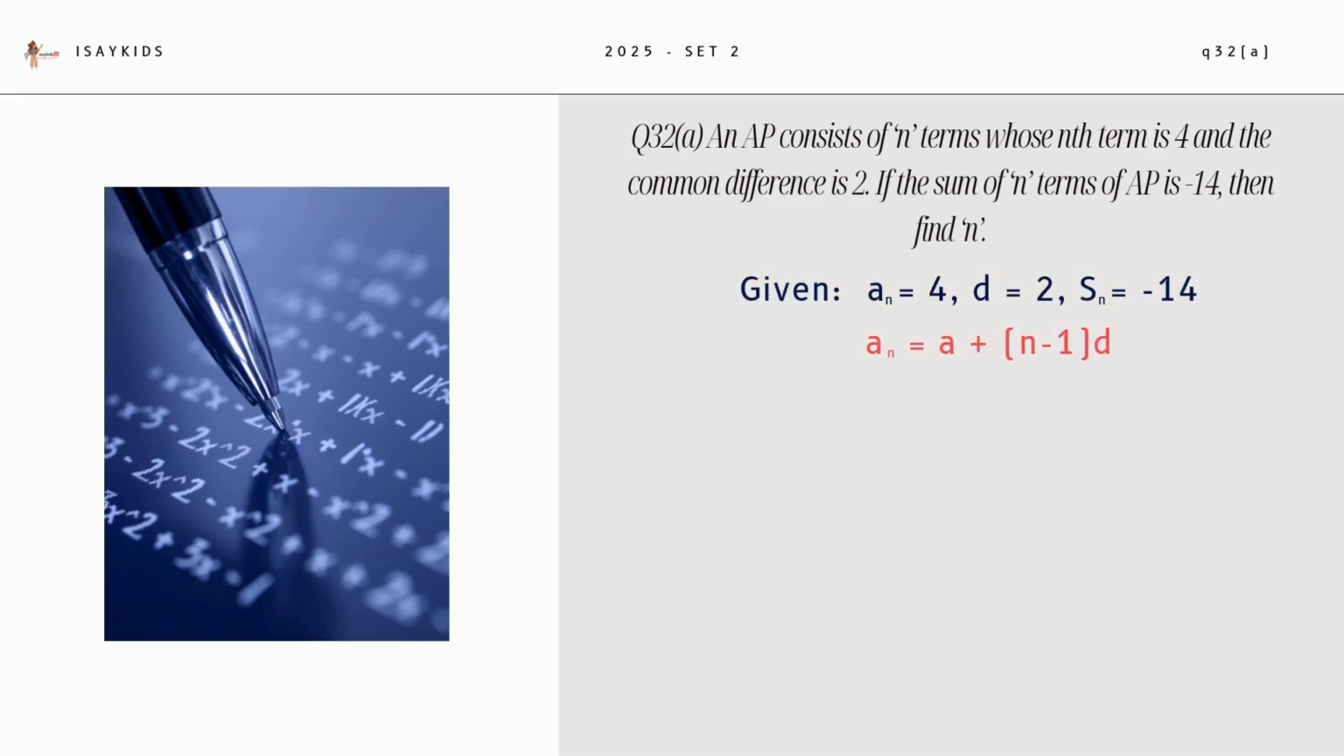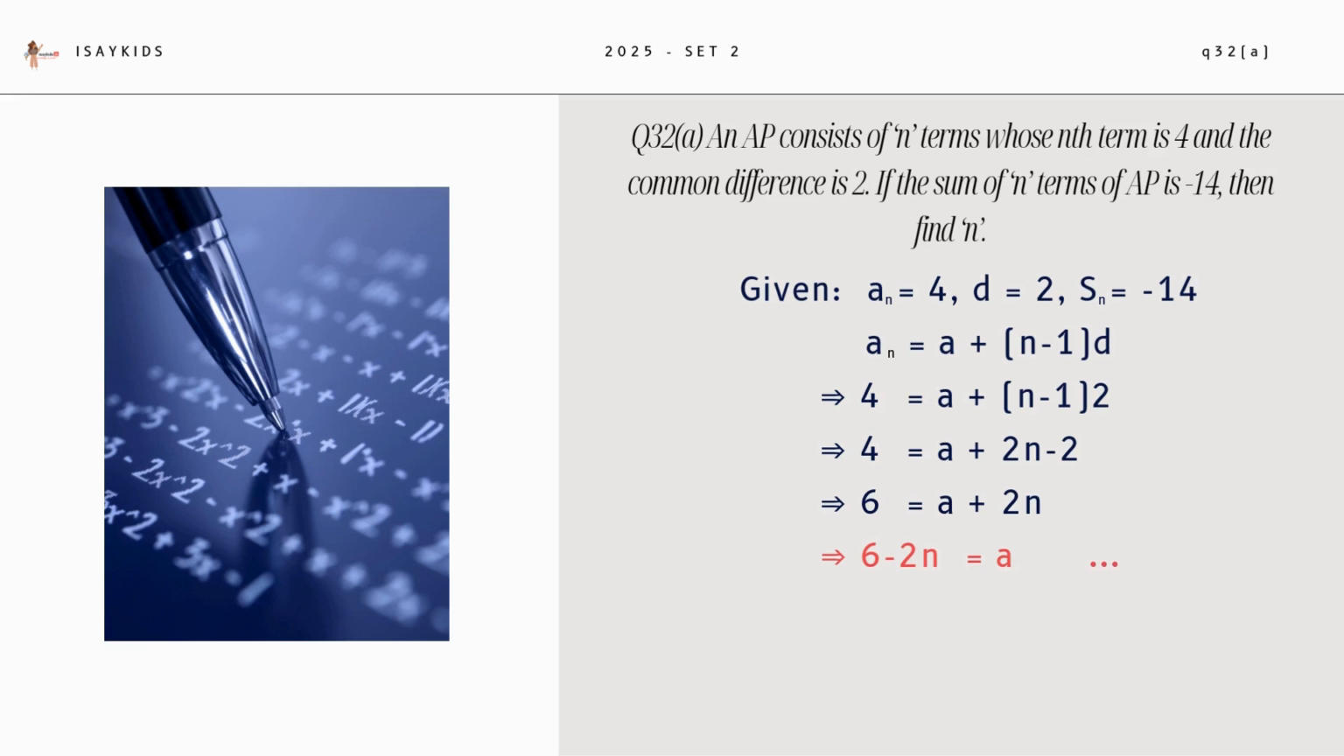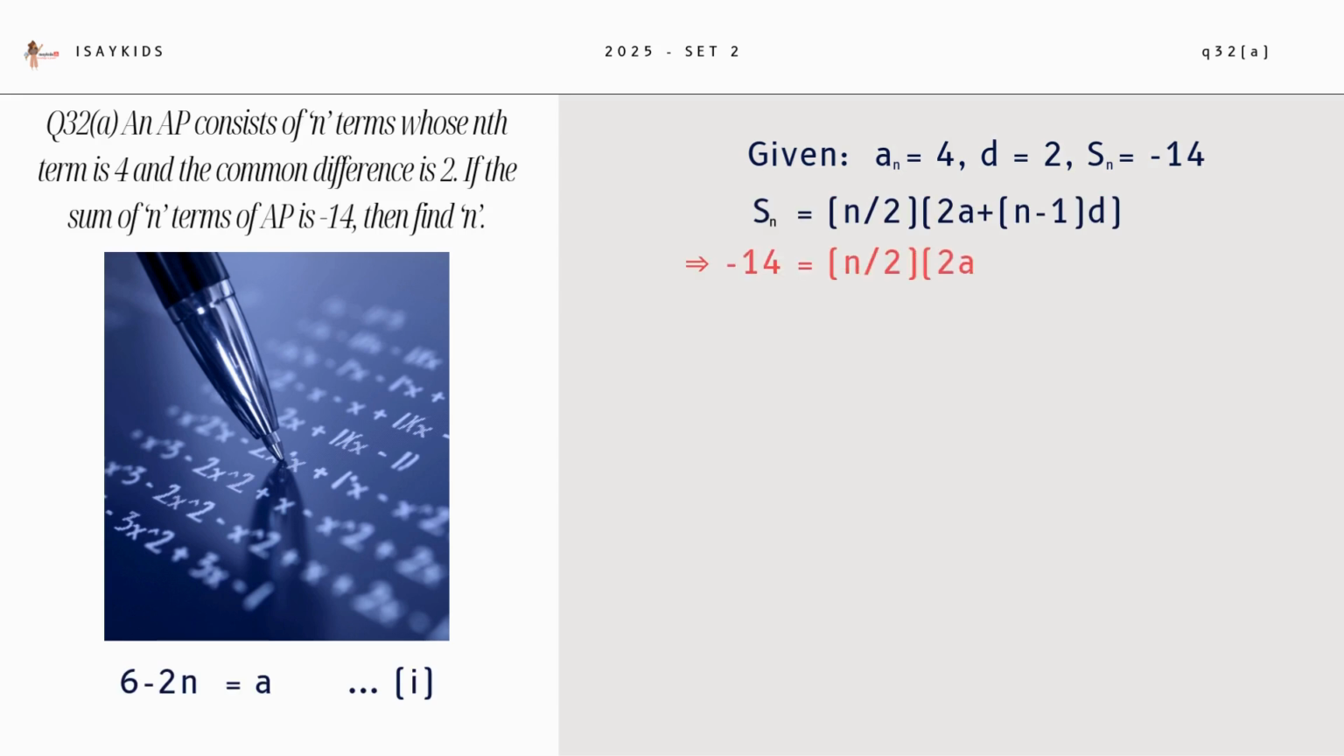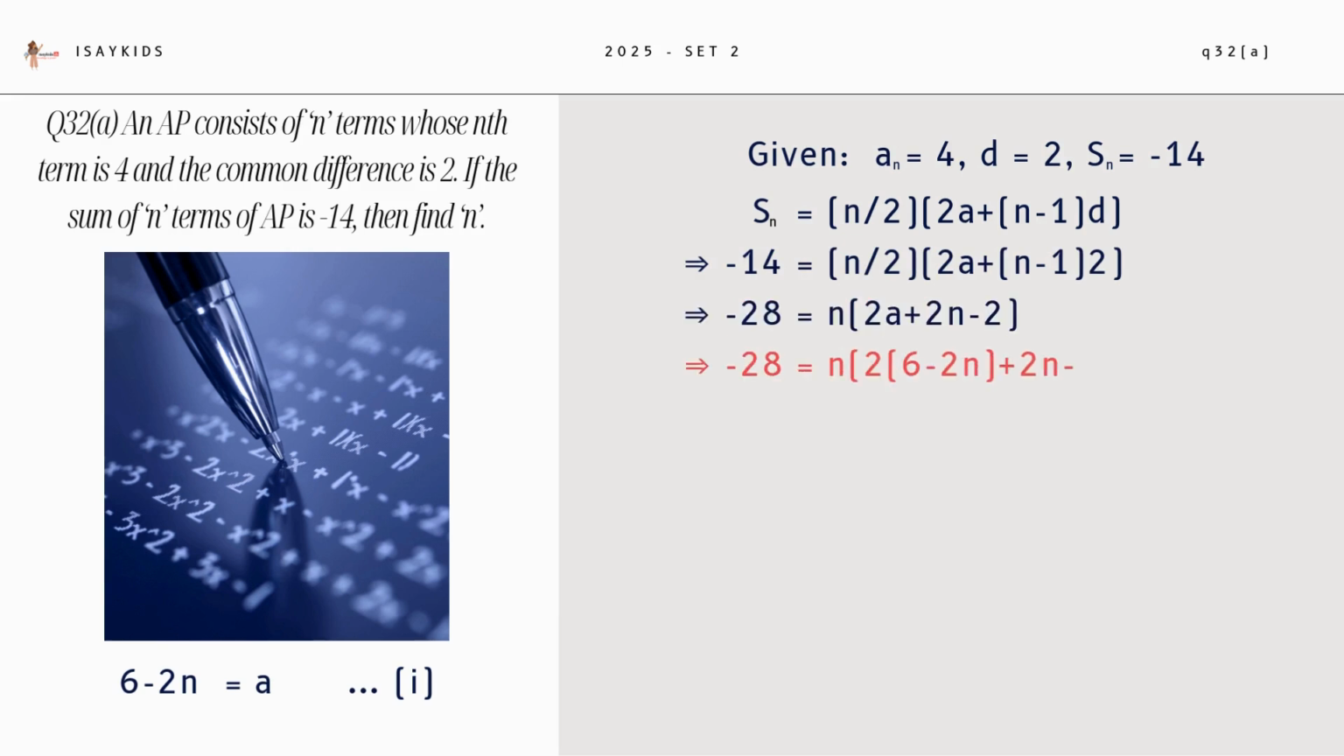Now an is given by a plus n minus 1 times d. Let's substitute the given values. We get a would be 6 minus 2n. Now Sn is given by n by 2 times 2a plus n minus 1 times d. Substituting the values that we are given. Solving it further. Also substituting the value of a from equation 1.